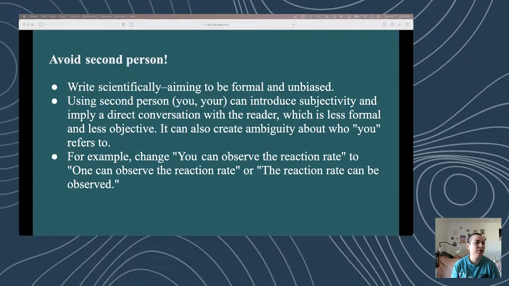For example, you can change "you can observe the reaction rate" to "one can observe the reaction rate," or "the reaction rate can be observed." See how those are third person. So avoid second person.